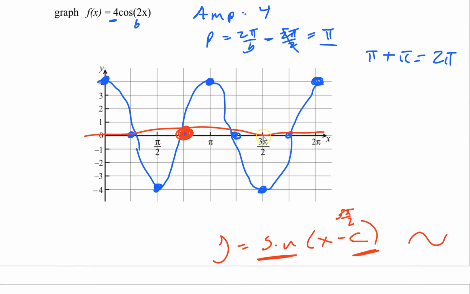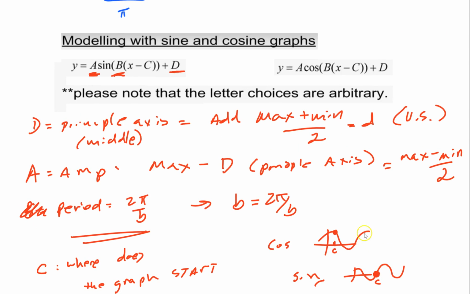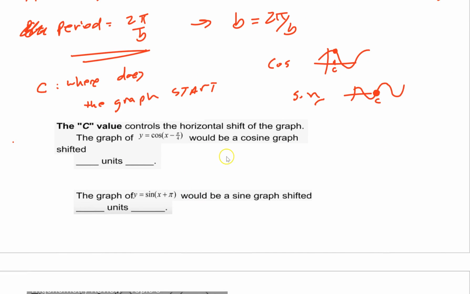So that's the idea of how you do C. Just figure out where the graph starts. If it's a sine graph, it should start in the middle, going up. If it's a cosine graph, it should start on top, going down. So that's the key there. But in general, if you're reading it, it's just a horizontal shift. The C value is inside, so x is opposite. In this case, we move pi over 4 units to the right. This one, inside opposite, we're going to move pi units to the left.